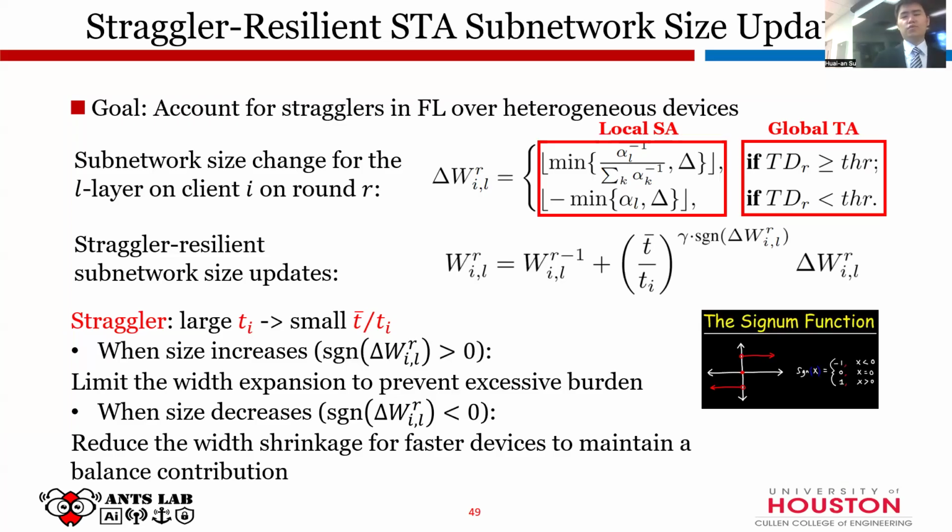So in this work, we established that we use the local spatial awareness and the global temporal awareness, and with the help of the straggler resilient design here, we can assign more efficient subnetwork training with the awareness of device heterogeneity or system heterogeneity.